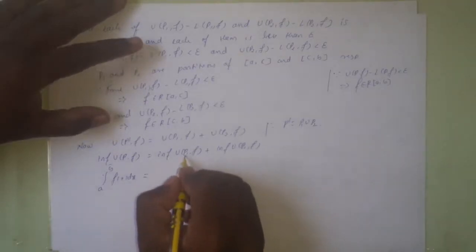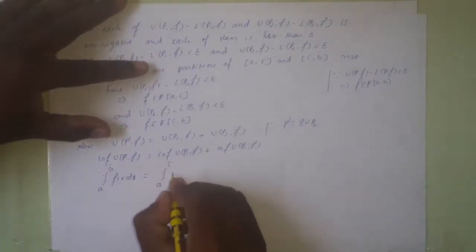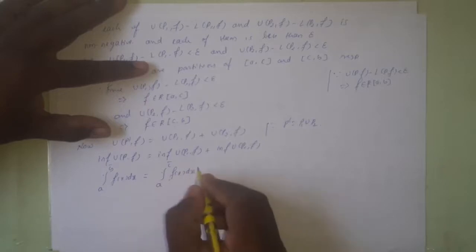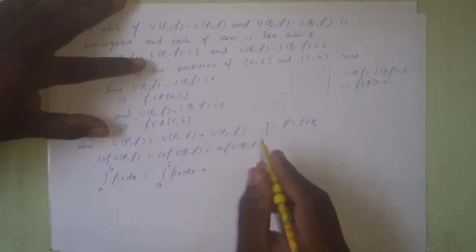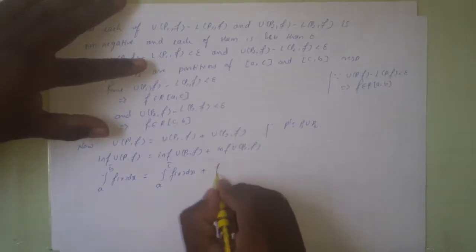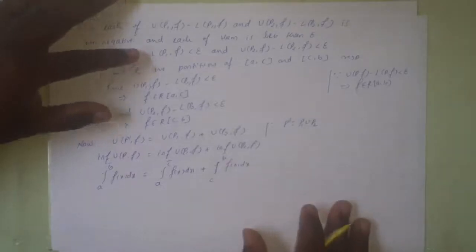and now here P1 is the partition on the closed interval AC. So, therefore, it is integration over a to c upper bar f of x dx, plus P2 is the partition of the closed interval CB. So, therefore, it is integration over c to b upper bar f of x dx.